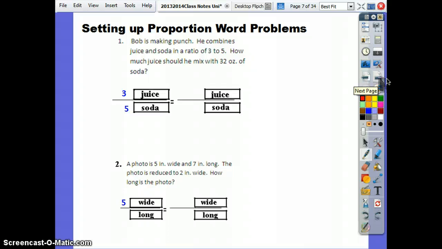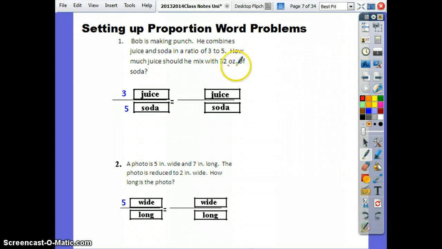Now here are the word problems. I always say label them. That's why I have these boxes. Juice, soda, juice, soda. Let's see the word problem. Bob is making punch. He combines juice and soda in a ratio of 3 to 5. Juice, soda, 3 juice, 5 soda. How much juice should he mix with 32 ounces of soda?